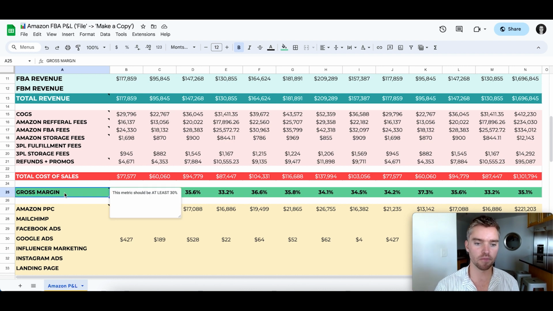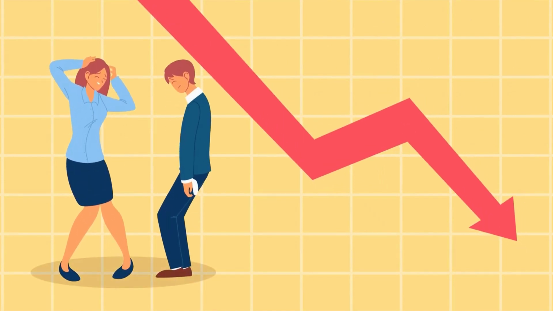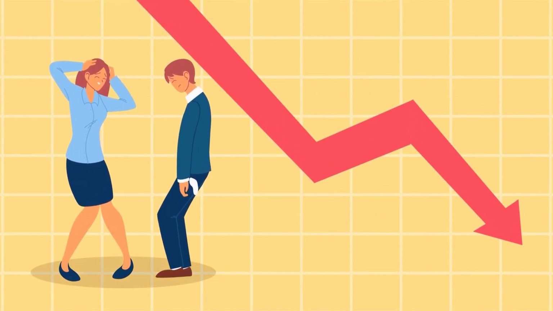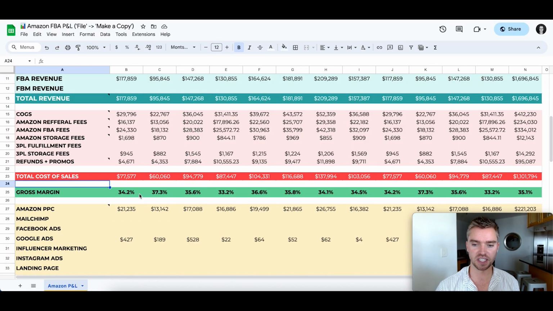And I have a note here. This metric at the very least should be 30%. In general, for most accounts, for most objectives, it depends on your business strategy, your capital, where you have additional cash flow coming from. But in general, a really good rule of thumb is make sure your gross margin is 30%. If it's below that, your business is going to be much more difficult to be profitable. It's not going to cash flow as well. It's going to be difficult with inventory management. So 30%. As you see here, 34, 37, 35, 33. In this account, we're good.